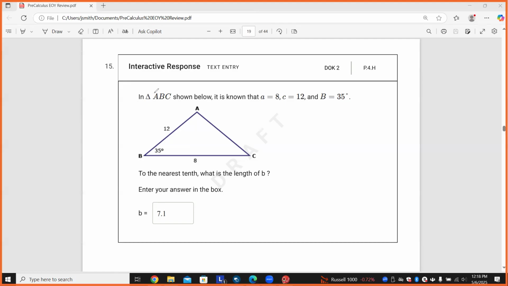This right here: triangle ABC is shown below. It tells you little a, the side opposite big A, is 8. Little c is opposite of big C, so that's 12. Big B is 35. So this is the information it gave. It's wanting to know what this side is. I don't know if you learned it in trigonometry, but in general you should have learned it here. And this is going to be called the law of cosines.